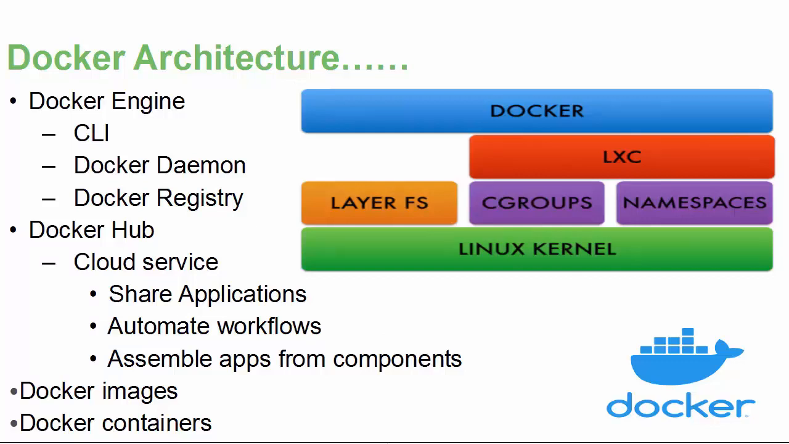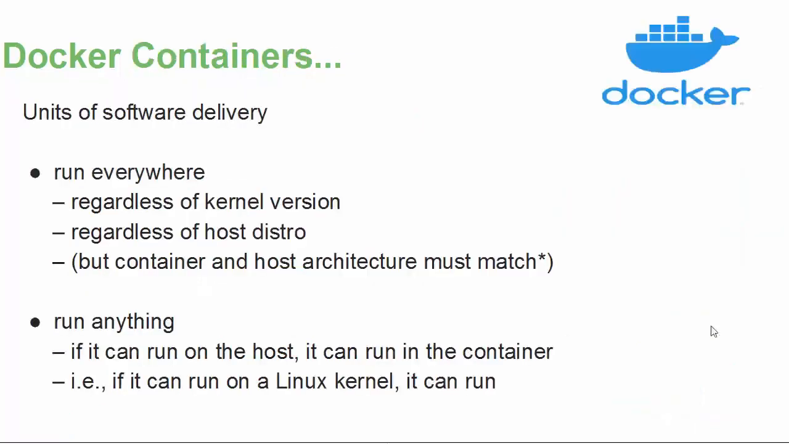Now when you talk about Docker, two things are really important, and these are Docker images and Docker containers. So first of all, what is a Docker container? A container is a standard unit of software that packages up your code and all its dependencies, so the application runs quickly and reliably from one environment to the other environment.